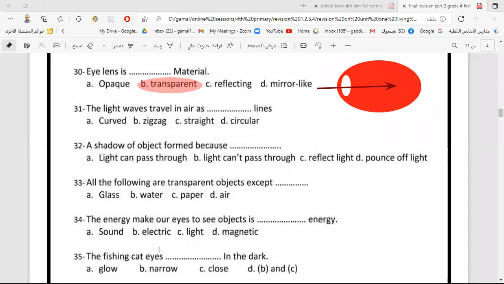Number 31. The light waves travel in air as lines: curved lines, zigzag lines, straight lines, or circular lines? Straight lines. You are excellent, my son. Correct. Because light goes straight to your eyes to give you a good sight. Very good, Mustafa. Thank you, Mustafa Murad.